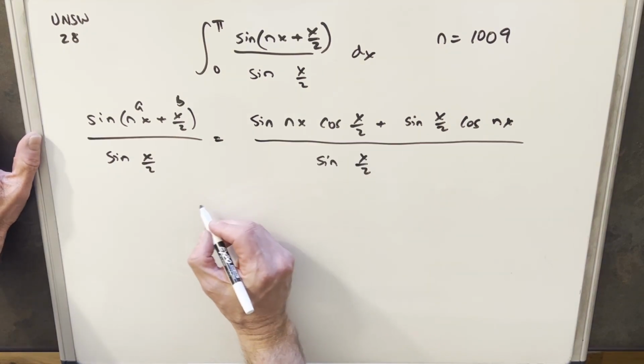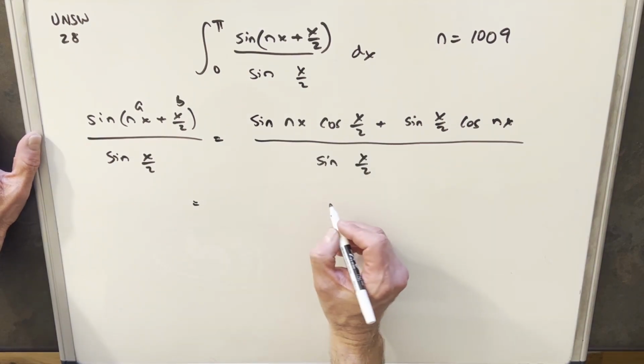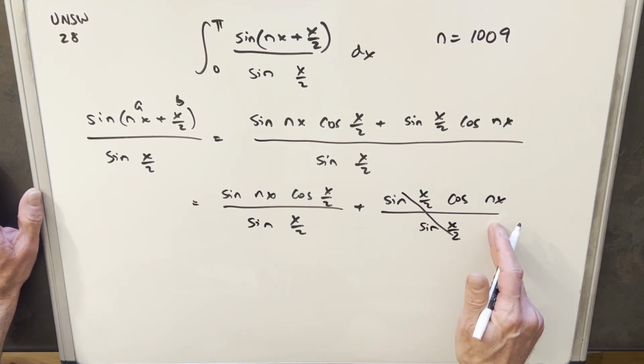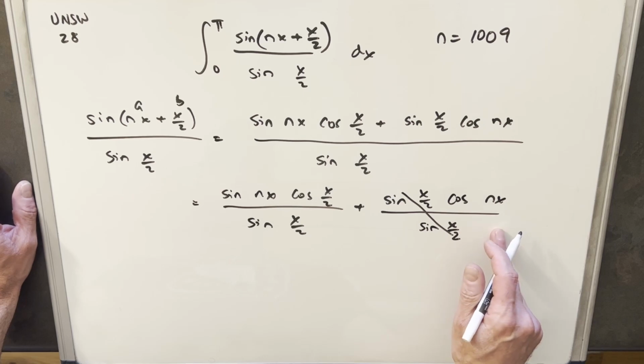But then we can just split this into two fractions. Okay, so we'll rewrite this again. But then here on the right, these sine x over 2's are going to cancel, so we just have cosine nx over here. That's very nice.